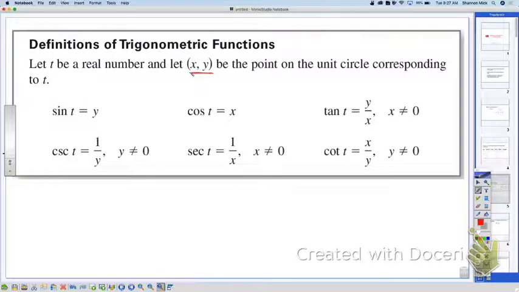Yes? So with the t, is it fine if we can put theta in it? Yeah. You can put theta, you can put anything. It's just a variable, don't use y or x.